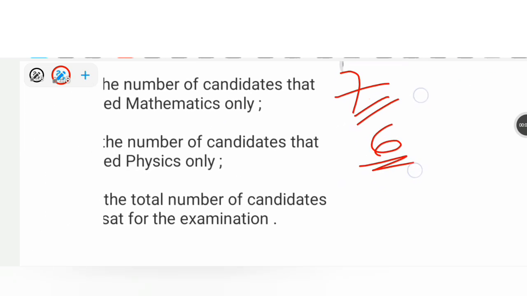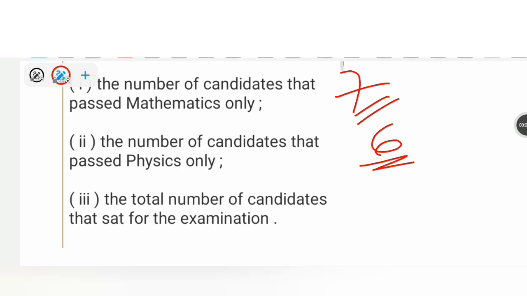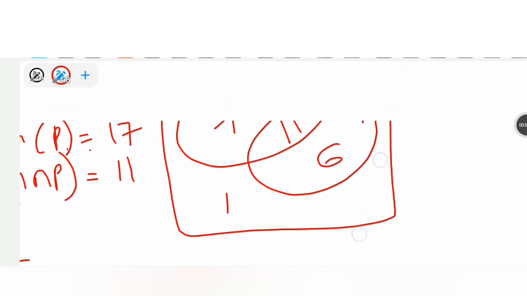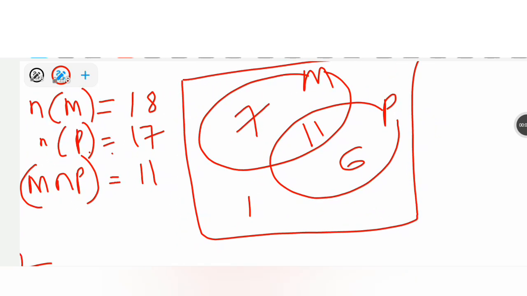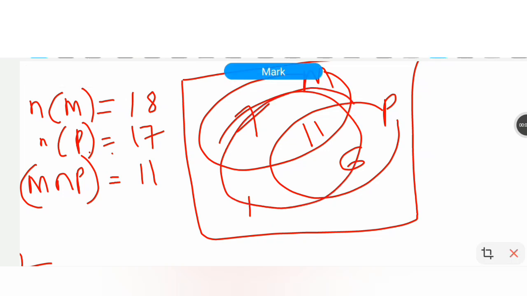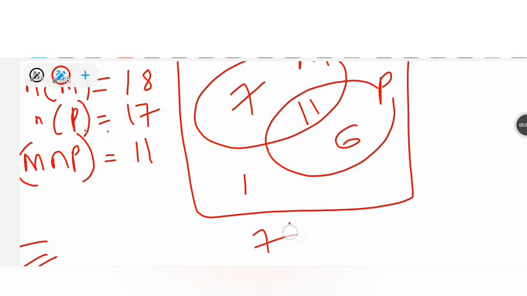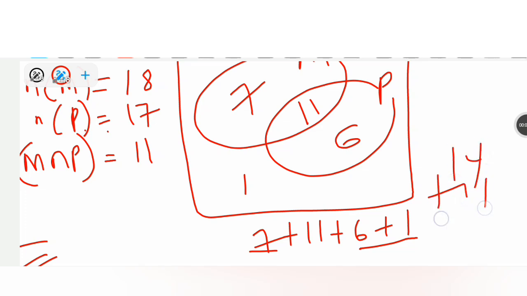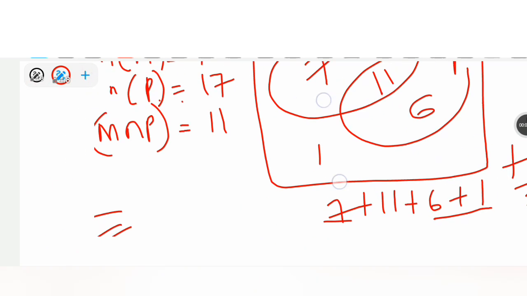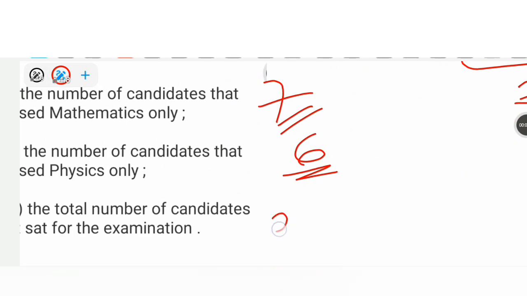And for the last one, total number of candidates that sat for the exam. So you need to add everybody that sat for the exam, including the person that failed. So only one person failed, the person that failed here. So you need to add everything inside here. So if you add everything, you get 7 plus 7 plus 11 plus 6 plus 1. 7 plus 7 is 14. 14 plus 11 will give you 25. So 25 people sat for the examination. So this answer is 25. So that's the answer to that question.